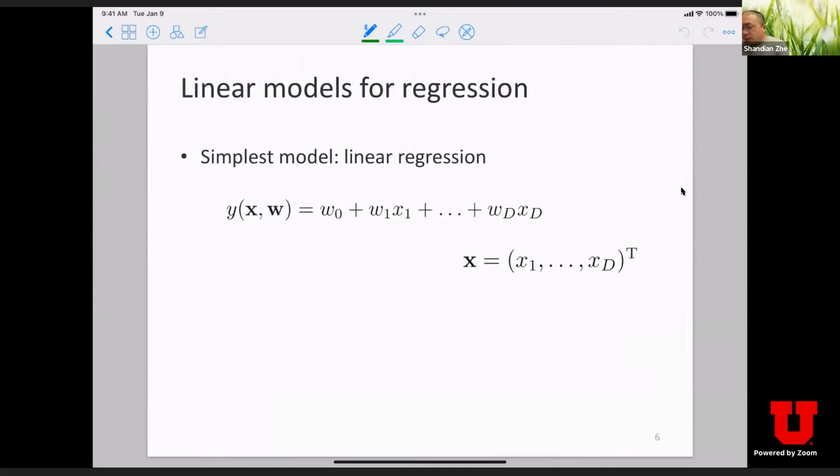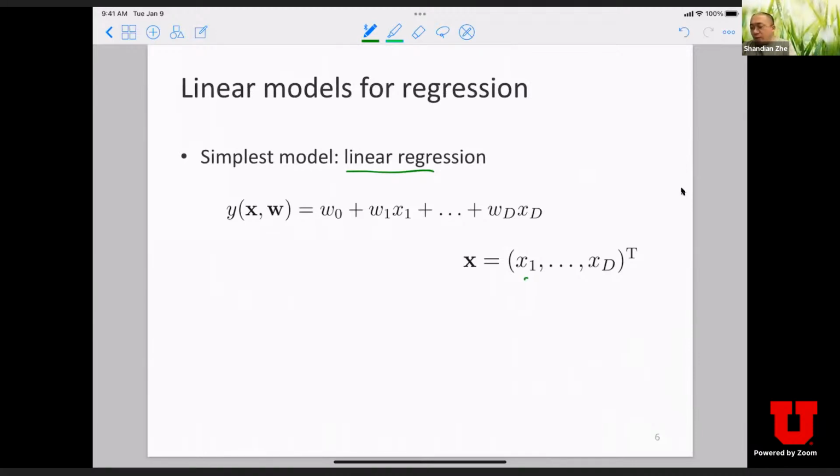Okay, so, linear models for regression. Let us start with the simplest model, just linear regression. I believe everyone has heard of that before. Suppose I have D features, X1 to XD. We can represent these D features in a D-dimensional vector. We're going to use these D features to predict some quantity of interest, Y.